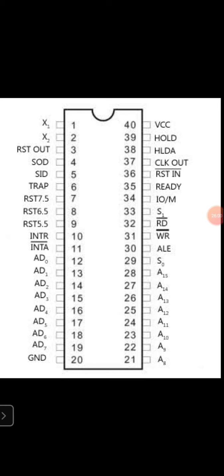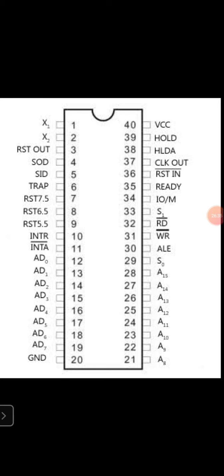What is meant by latch? Already we heard in last year's classes. A latch is the simplest form of a flip-flop. It is an address latch enable signal. It is a positive going pulse. We remember one thing, the timing diagram is most important here. A positive going pulse means it goes from low to high.